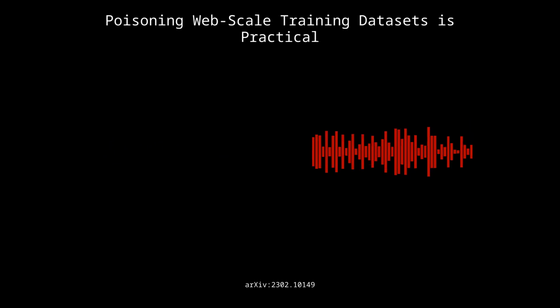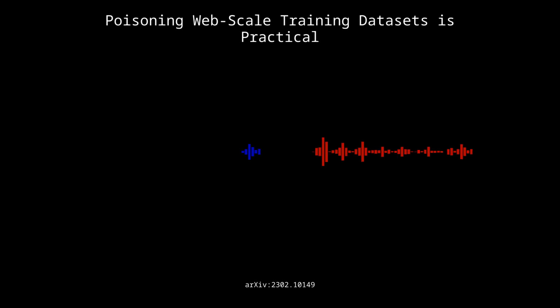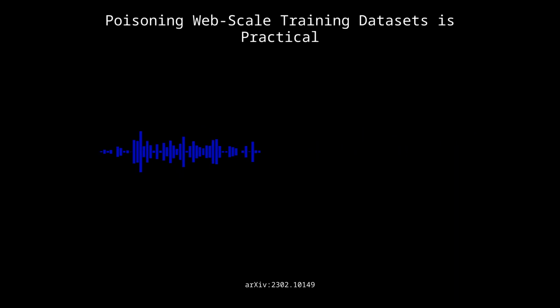So let's start with split view poisoning. This one plays on the fact that a lot of these data sets are distributed. They essentially give you this giant list of URLs and labels, but you have to go and download all the data yourself. What could possibly go wrong there? Well, they found that most of these distributed data sets don't have any kind of integrity checks. They don't verify that the data you download from a given URL is actually what the maintainers originally indexed.